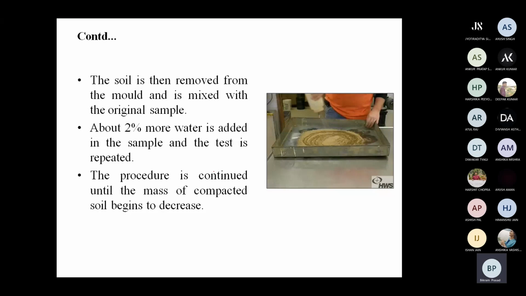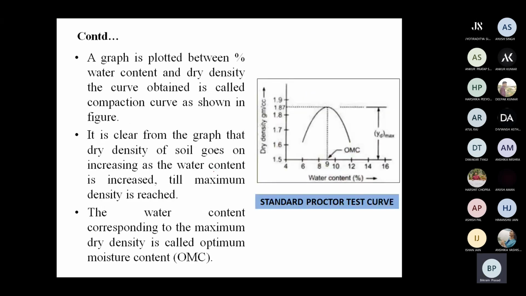The procedure is continued until the mass of compacted soil begins to decrease. A graph is plotted between percentage water content and dry density. The curve obtained is called the compaction curve, as you can see here for the standard Proctor test. This is a very important concept, and this is the figure. On the y-axis we have drawn the dry density, and on the x-axis the water content.